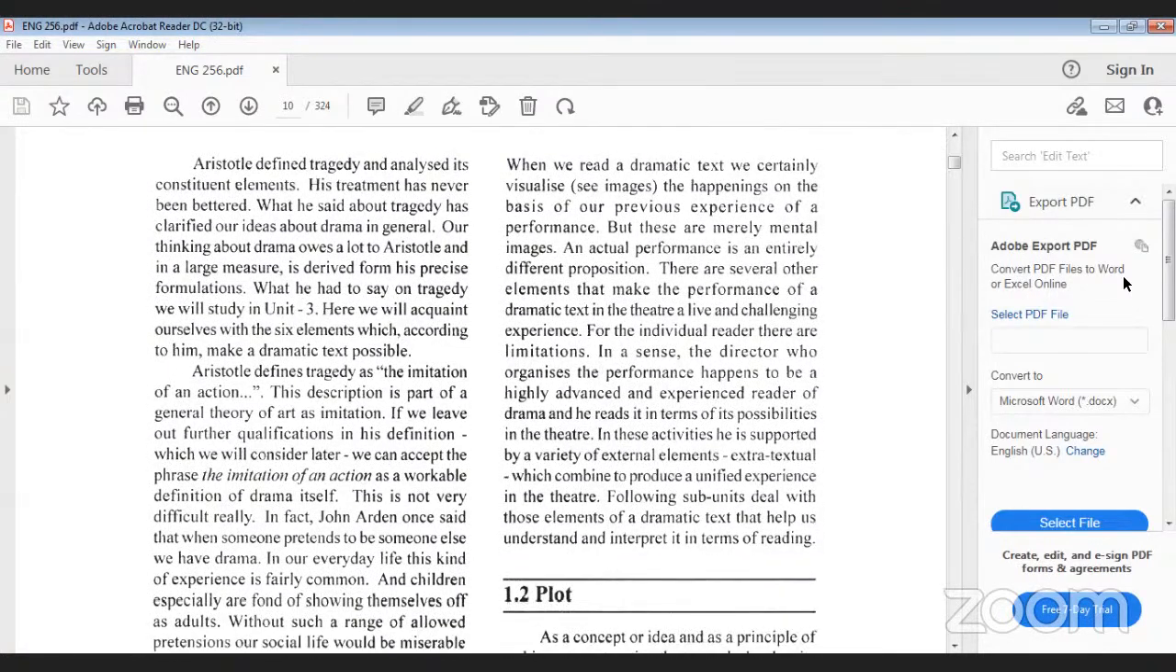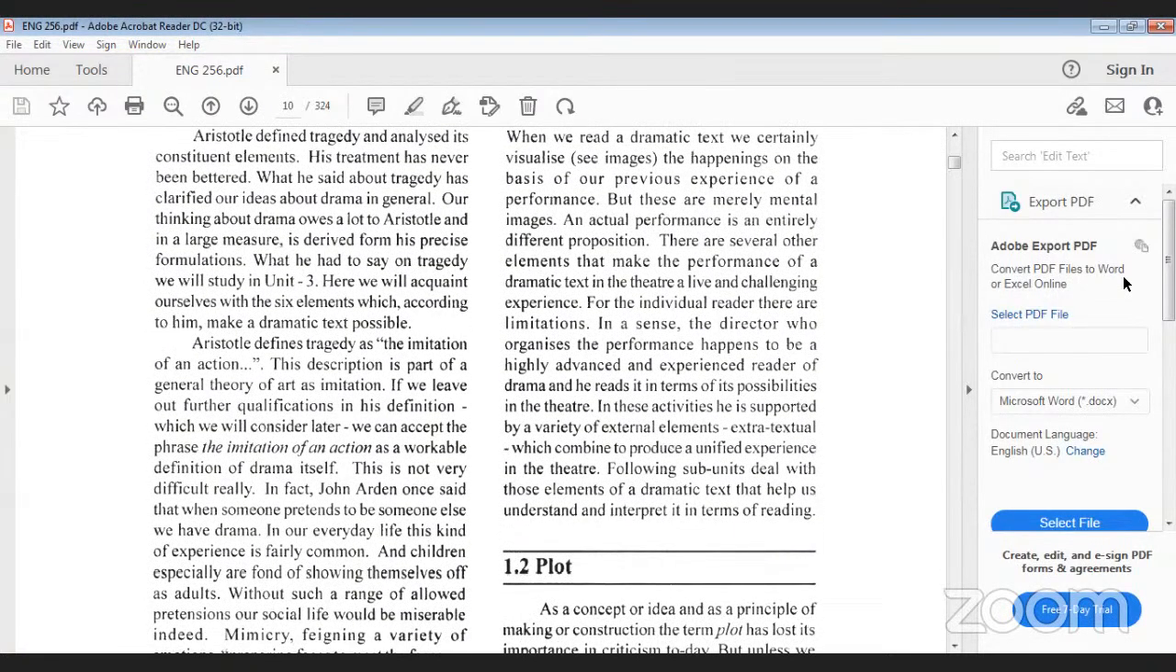What he said about tragedy has clarified our ideas about drama in general. Our thinking about drama owes a lot to Aristotle, and a large measure is derived from his precise formulations. What he had to say on tragedy we will study in unit 3. Here we will acquaint ourselves with the 6 elements which, according to him, make up a dramatic text.